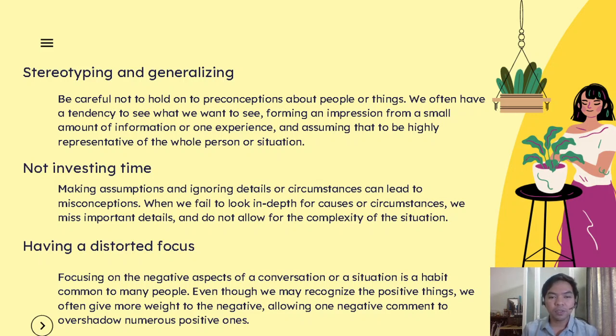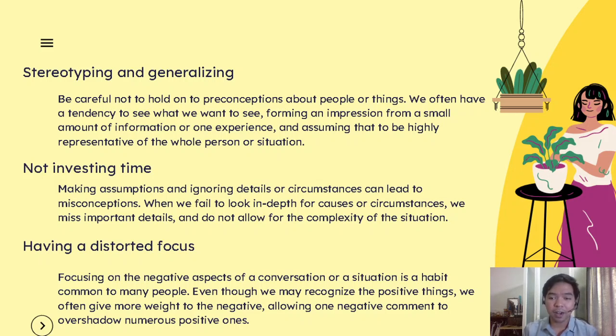Be careful not to hold on to perceptions about people or things. We often have a tendency to see what we want to see, forming an impression from a small amount of information or one experience, and assuming that to be highly representative of the whole person or situation.